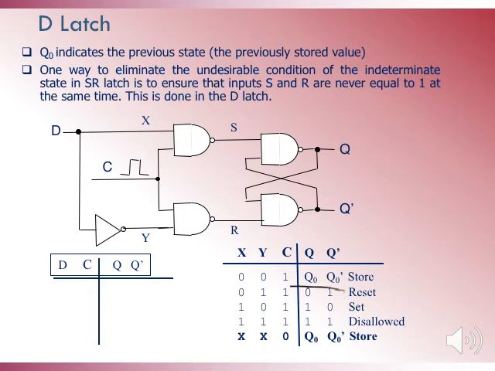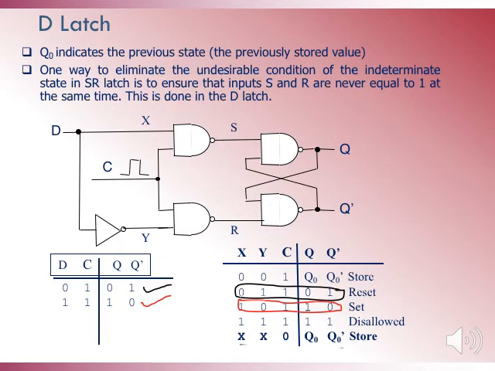The inputs to this function table are basically derived from the condition X equals 0 and Y equals 1, which is the reset condition showing output Q equals 0. The next input condition is derived from the next row in the previous function table, that is X equals 1 and Y equals 0, which is the set condition. Both these outputs are obtained with C equals 1.